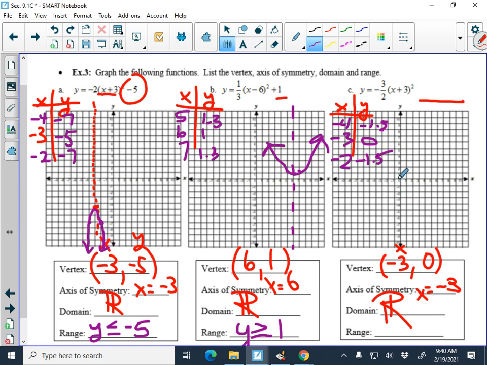I go to -3, 0. Then a -4, -1.5, -2, -1.5. The range is y is what? Less than or equal to 0.